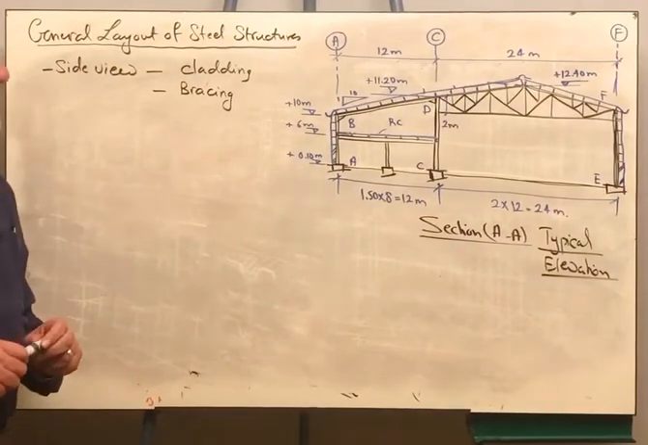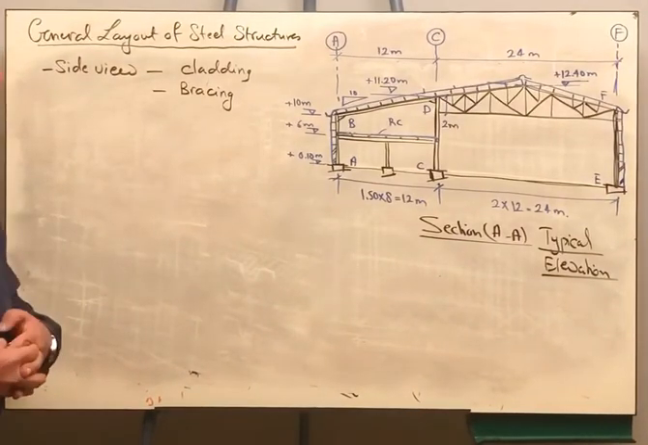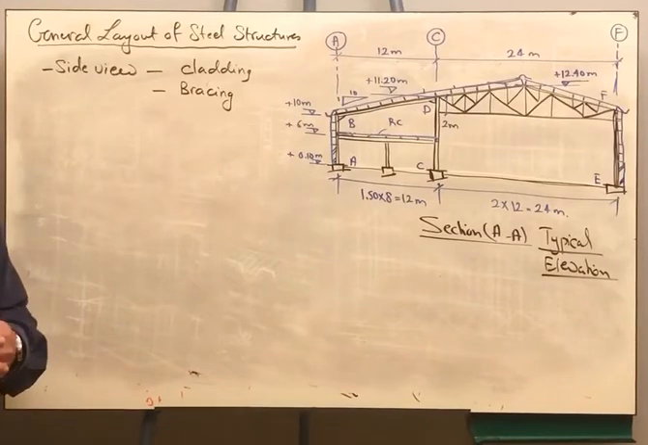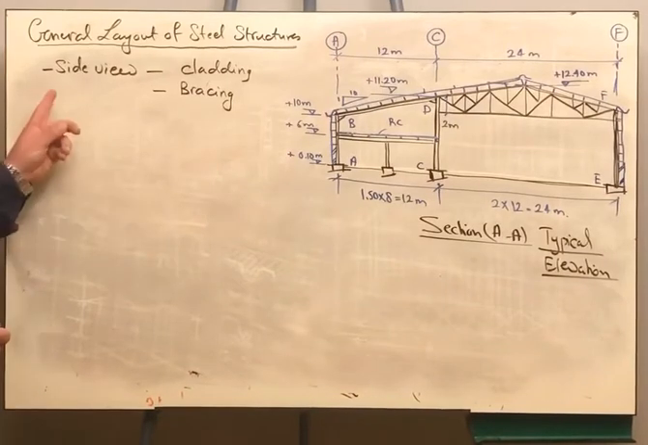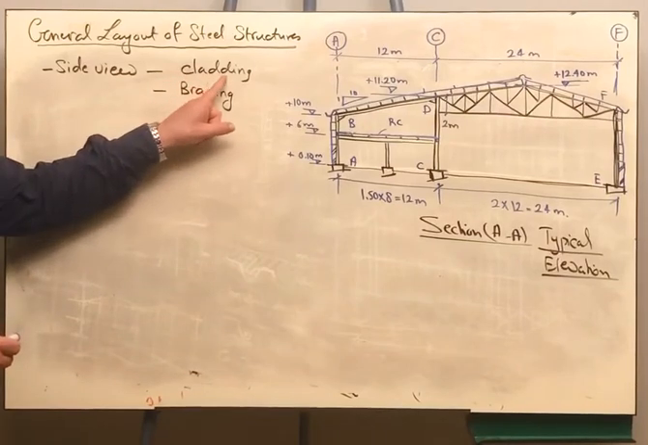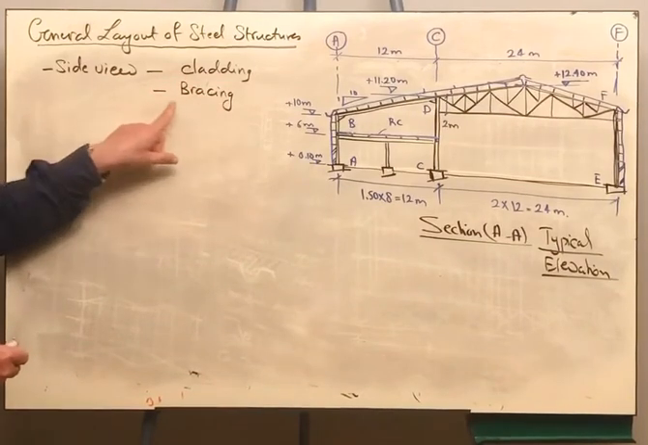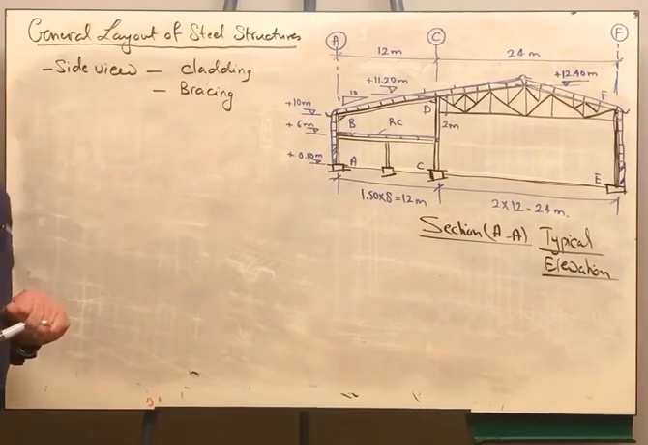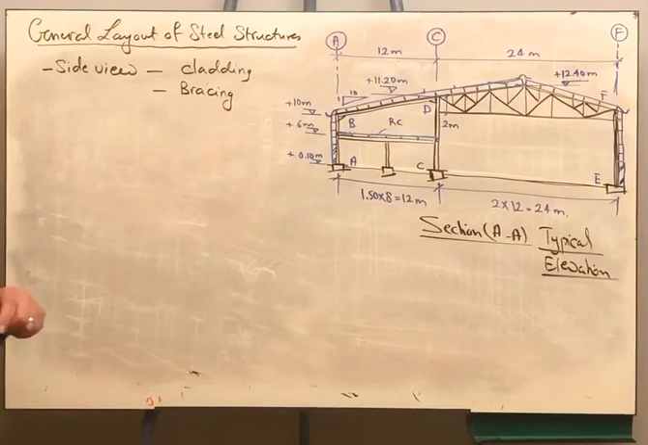Okay, now in this lecture, we are going to proceed together to explain the side view for the cladding. We need to show the cladding system on the side view and the bracing on the side view. Let us first remember what we said in the previous lecture.